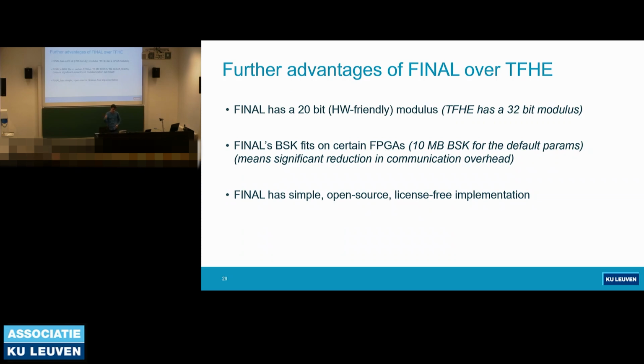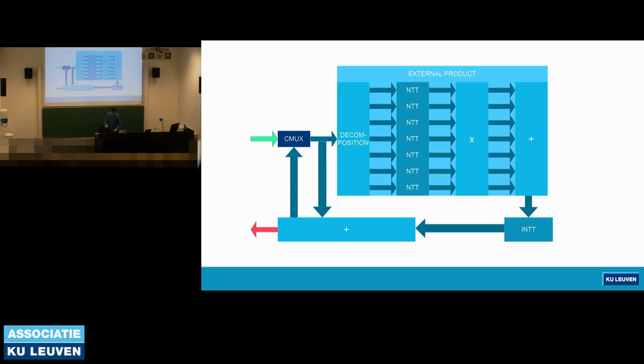Further advantages, well, like the 20-bit number, it fits, and very important, it has a simple open source license-free implementation that you can just get. The final hardware accelerator looks like this. You have your CMUXing circuit where you choose between the different polynomials. You have your big external product with your 7 entities, one inverse entity to combine all the things, and a final addition. Run through this 610 times.